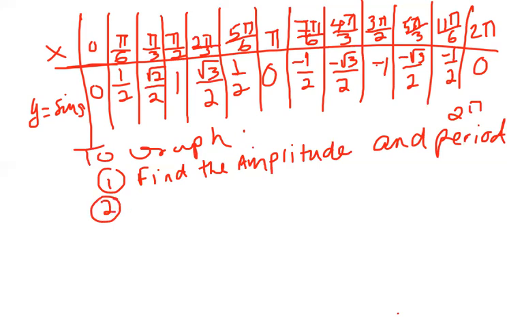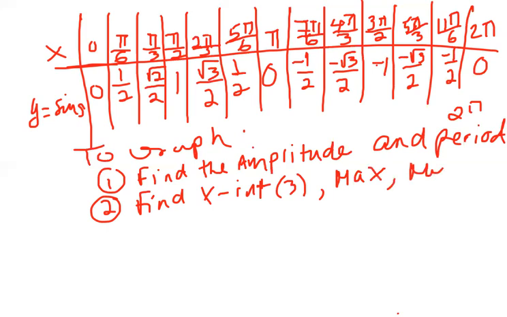Number 2, we're going to find the x-intercepts, because there's 3 of them, the max value in that 2 pi period, and the min value in that 2 pi period. By the way, the max and the min have to do with the amplitude all over again, and we'll talk about that in a minute. Number 3, we're going to find key points on the graph.